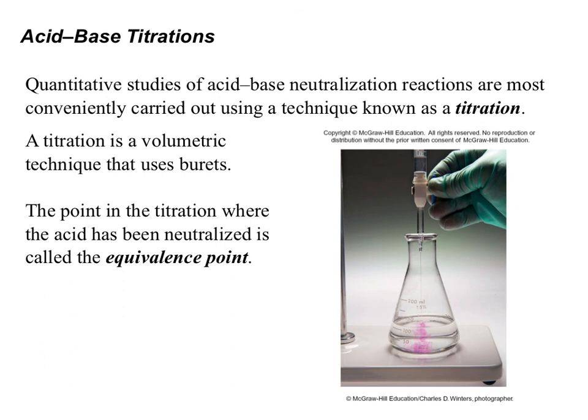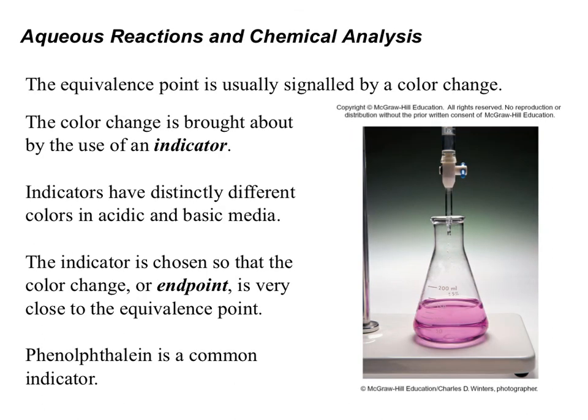Acid-base titrations. Quantitative studies of acid-base neutralization reactions are most conveniently carried out using a technique known as titration. A titration is a volumetric technique that uses burettes. The point in the titration where the acid has been neutralized is called the equivalence point. The equivalence point is usually signaled by a color change. The color change is brought about by the use of an indicator. Indicators have distinctly different colors in acidic and basic media. The indicator is chosen so that the color change or end point is very close to the equivalence point.